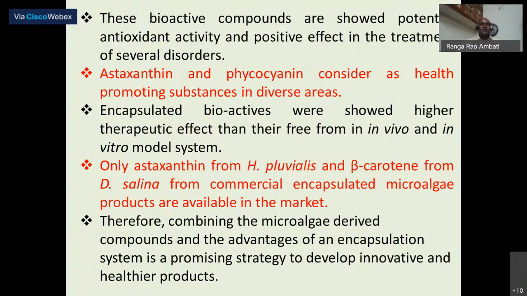So overall, these bioactive compounds showed potential antioxidant activity and a positive effect on several disorders. Astaxanthin and phycocyanin are considered health-promoting substances in diverse areas. And these encapsulated bioactive compounds showed a higher therapeutic value in various studies. Astaxanthin from Haematococcus and beta-carotene from Dunaliella are commercially available as encapsulated microproducts in the market. Therefore, the encapsulation process for microalgal derived compounds is promising. It is a promising strategy to develop innovative methods, healthcare products, and various applications using this encapsulation technology.